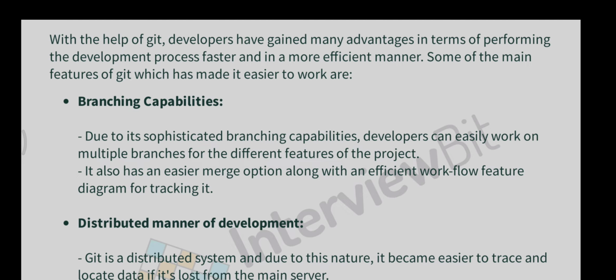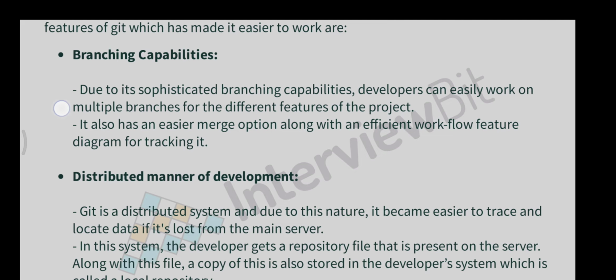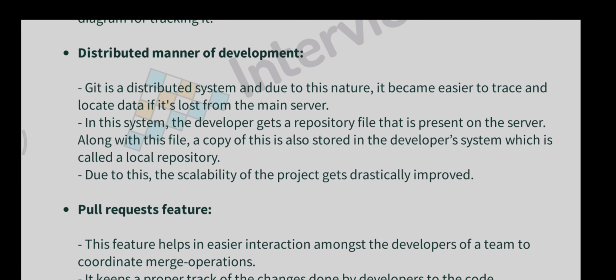Distributed manner of development. Git is a distributed system, and due to this nature, it becomes easier to trace and locate data if it is lost from the main server. In this system, the developer gets a repository file that is present on the server. Along with this file, a copy of this is also stored in the developer system, which is called the local repository. Due to this, the scalability of the project gets drastically improved.